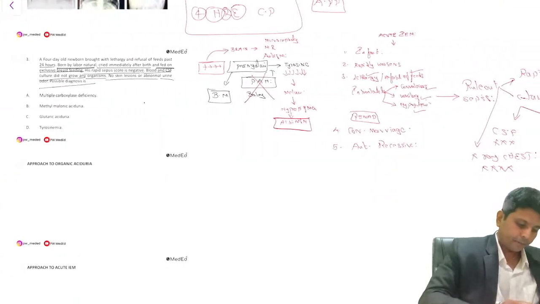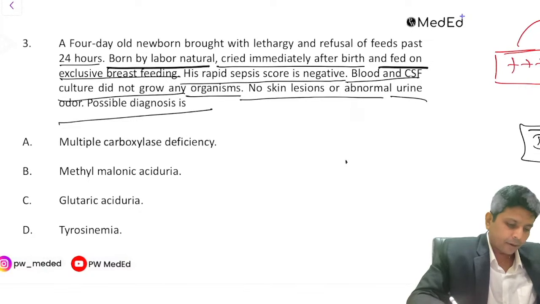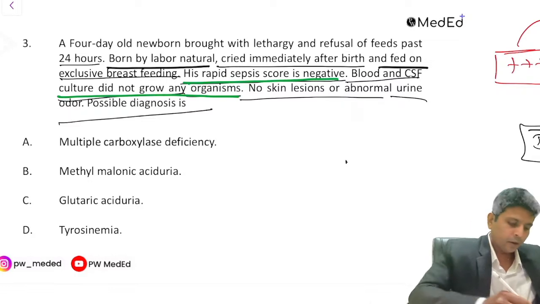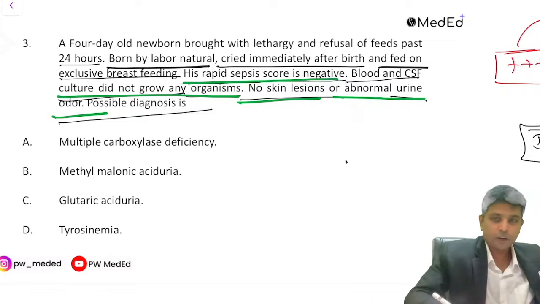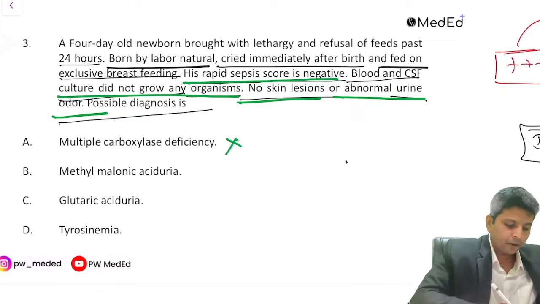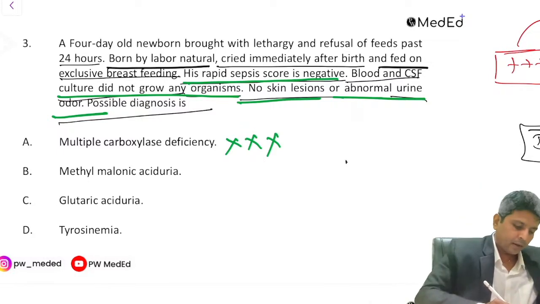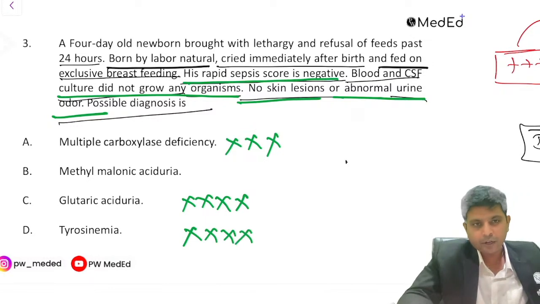Right. So what is the answer? Sepsis score is negative. Blood and CSF culture did not grow any organism. So no skin lesions, no abnormal odor. In multiple carboxylase deficiency, skin lesions are present. In glutaric aciduria and tyrosinemia, you will have abnormal urinary odor.